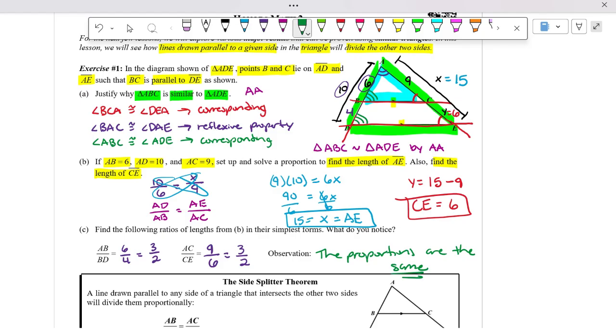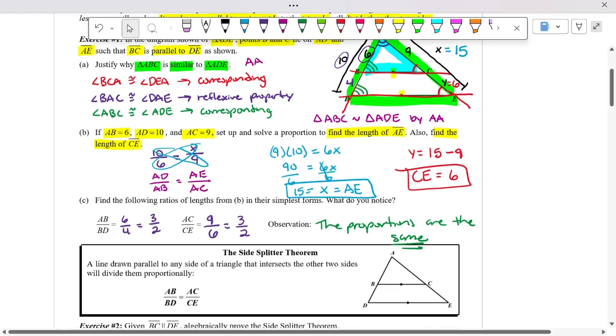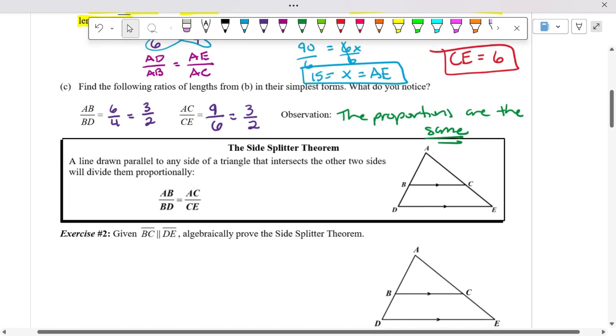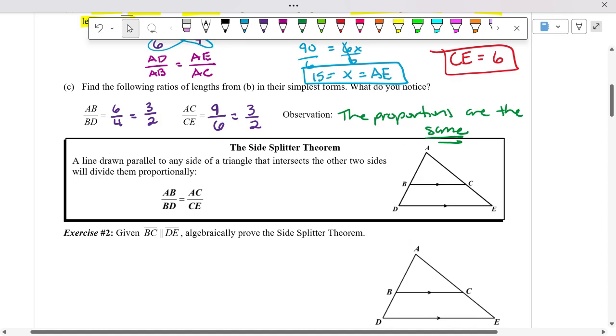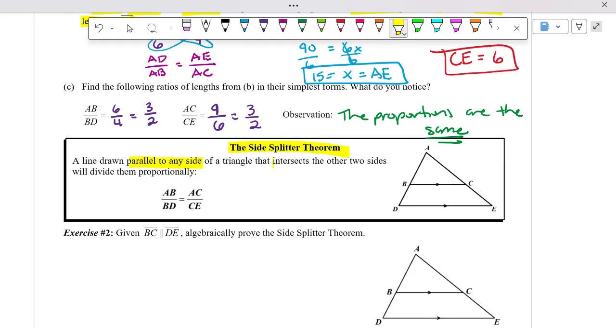Now, what we just did with part C, that's actually side splitter theorem. All right. So, what side splitter theorem actually is: if a line is drawn parallel to any side of a triangle and intersects the other two sides, we can divide them proportionally. Meaning that if we do AB over BD, it'll be the exact same as AC over CE.